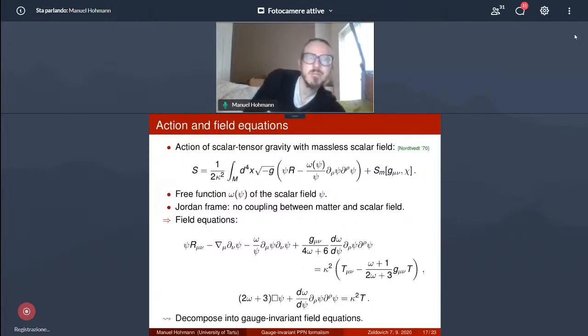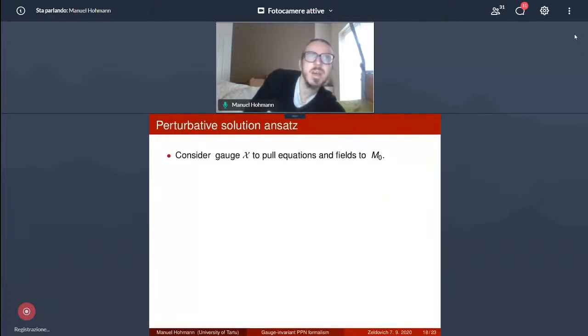And now we want to decompose this into perturbations and into gauge invariant equations. And so we need to choose a gauge. And here I have chosen an arbitrary gauge. So this is called X. To derive the equations, we need to fix what are the components of the scalar field that are relevant.